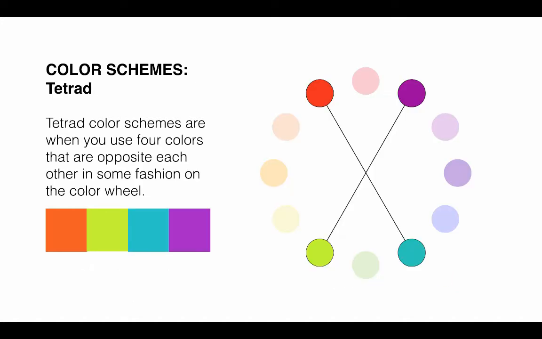All right, and then there's another one called a tetrad, and what you'll notice here is a tetrad is going to have 4 colors, right? They are basically 2 sets of complements.